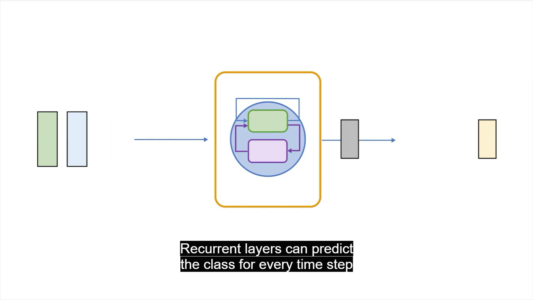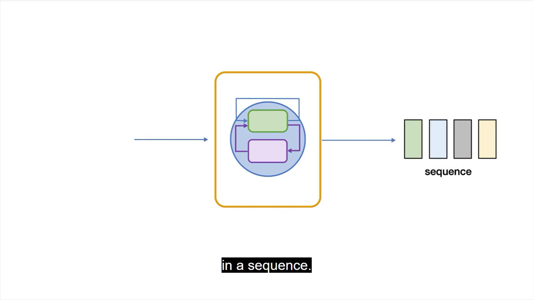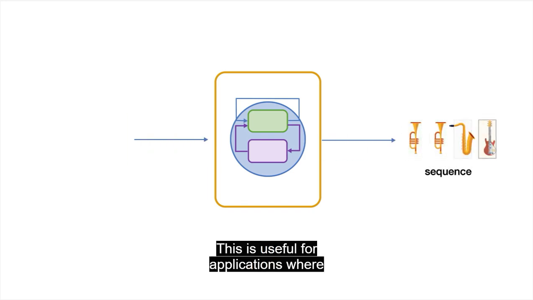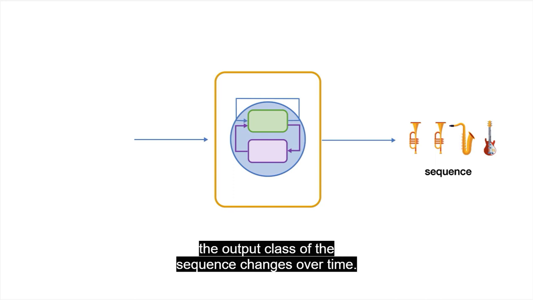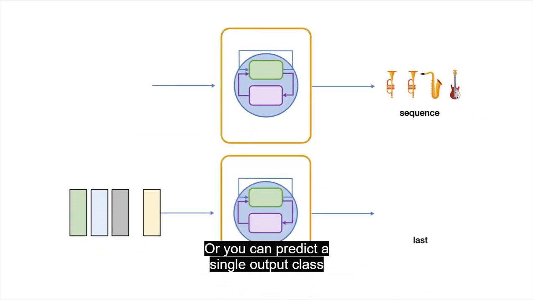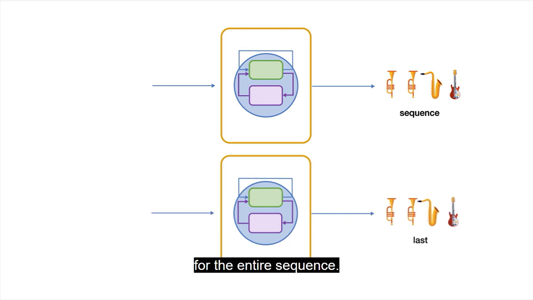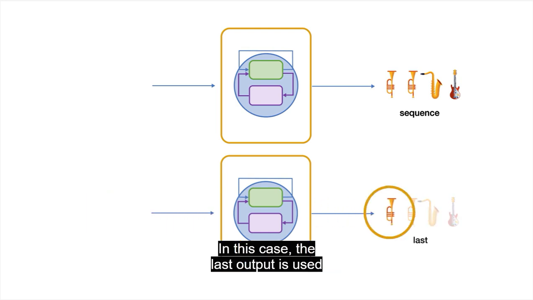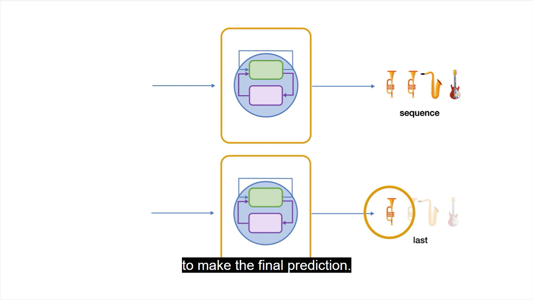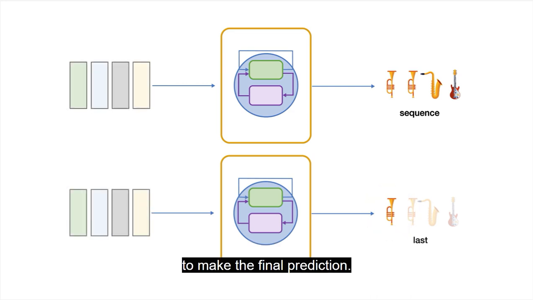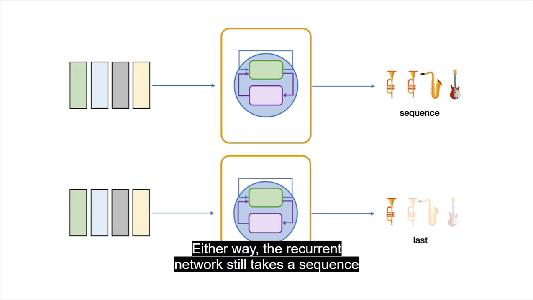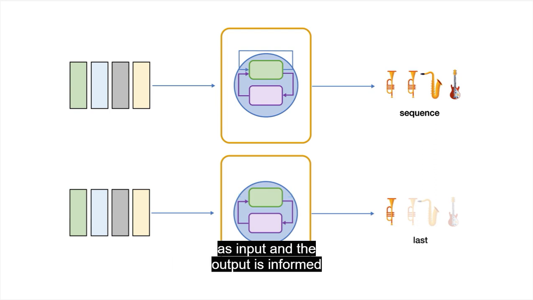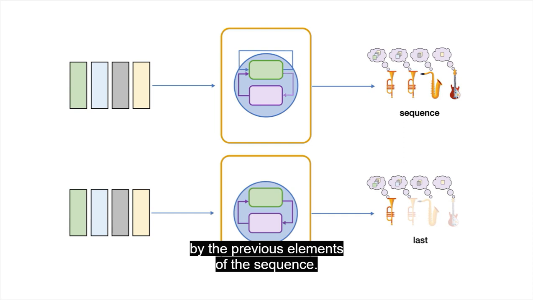Recurrent layers can predict the class for every time step in a sequence. This is useful for applications where the output class of the sequence changes over time. Or you can predict a single output class for the entire sequence. In this case, the last output is used to make the final prediction. Either way, the recurrent network still takes a sequence as input, and the output is informed by the previous elements of the sequence.